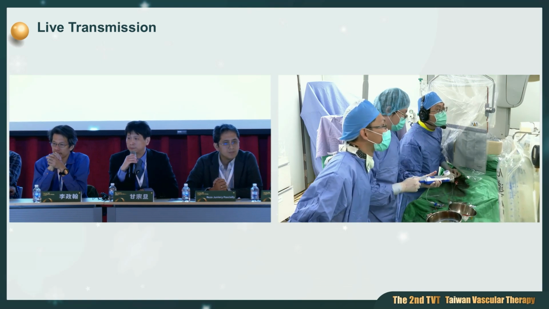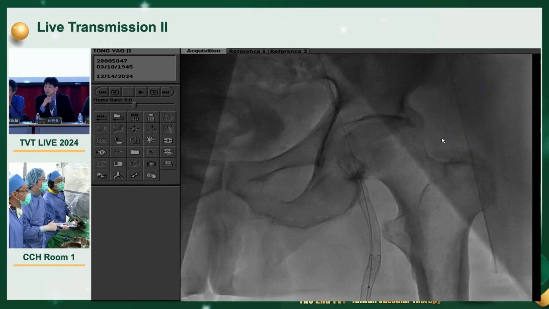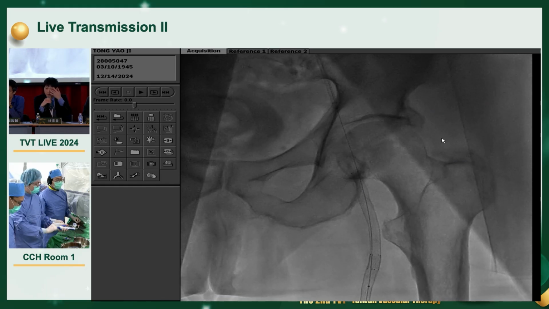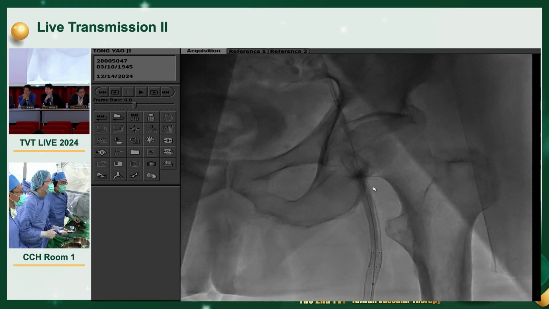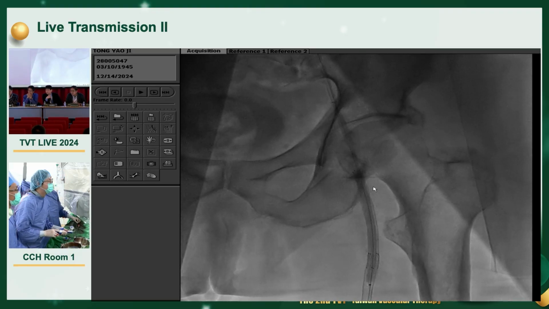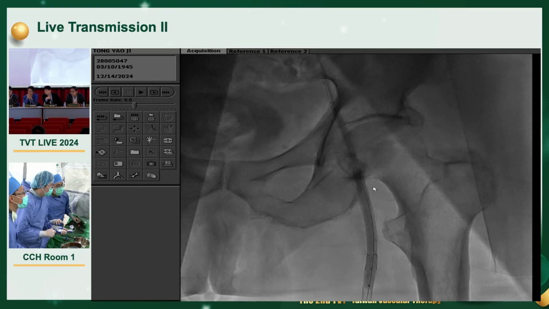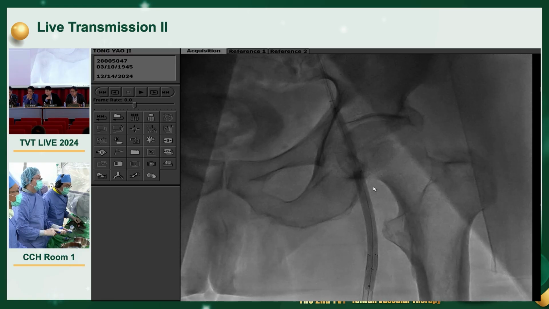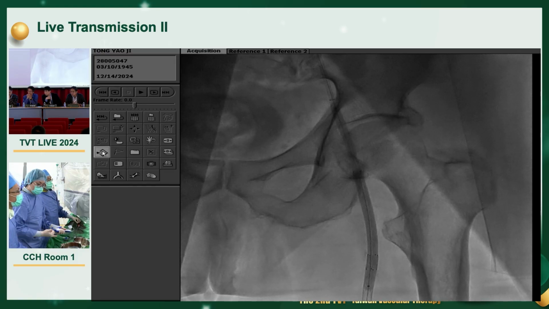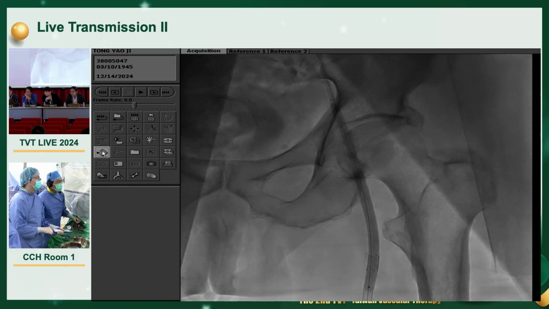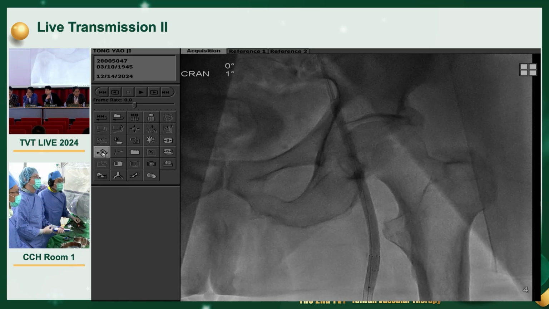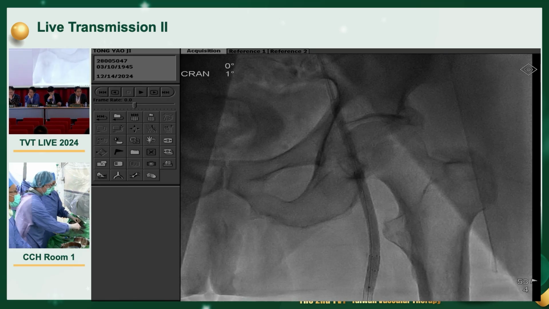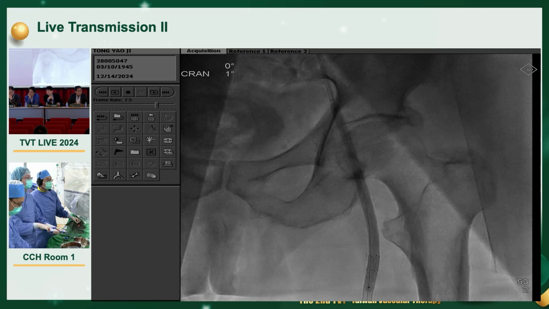So Dr. Yang, you have the final. Now we have the second stent deployed. Yes. And now this is the DEB for Austin. This one. After this DEB, we will check the angio.